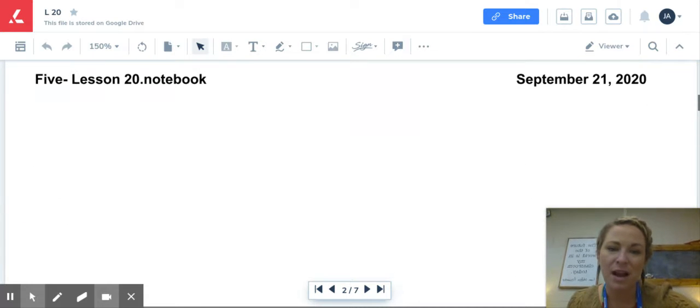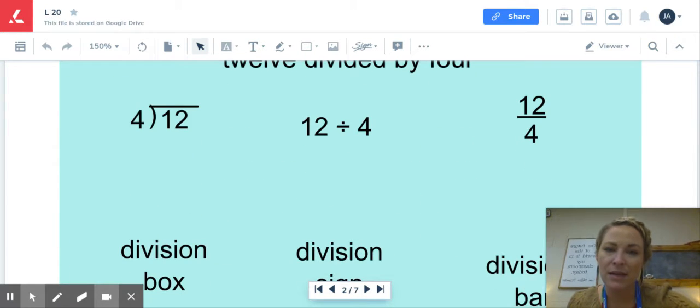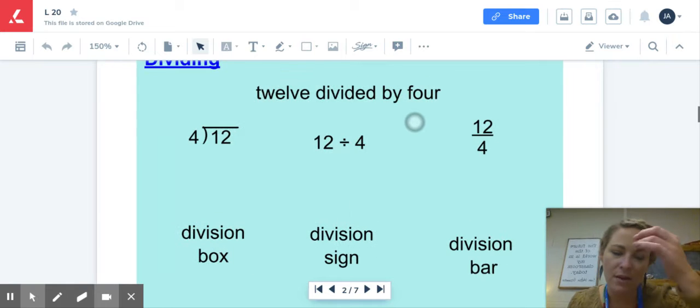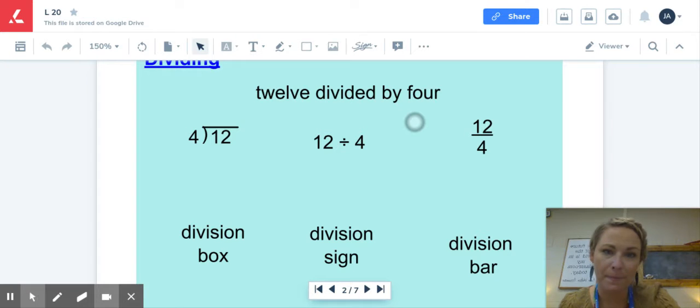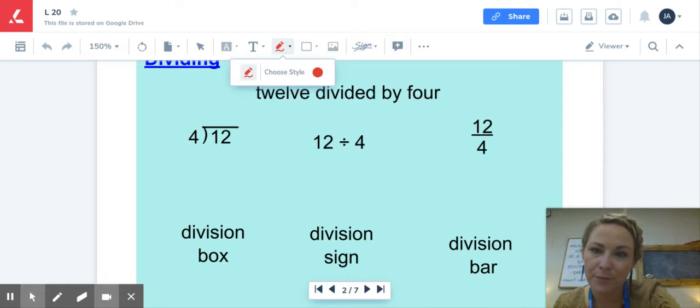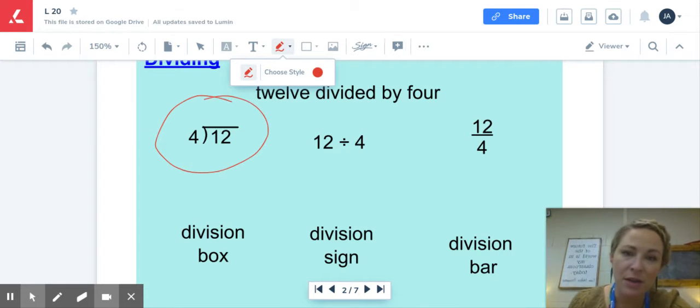So let's just start off by looking here at the 3 different ways you can look at a division problem. So we have your traditional box, I guess. We have the dividend inside the box, which is 12. We have the divisor on the outside of the box, which is 4. And we would read this problem as 12 divided by 4.